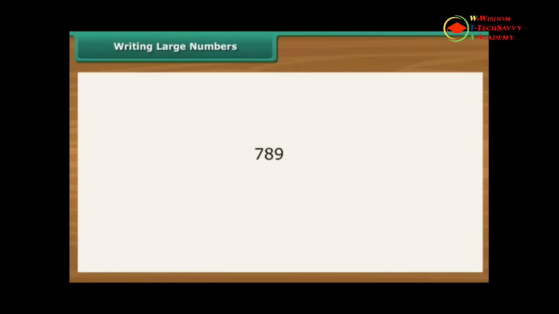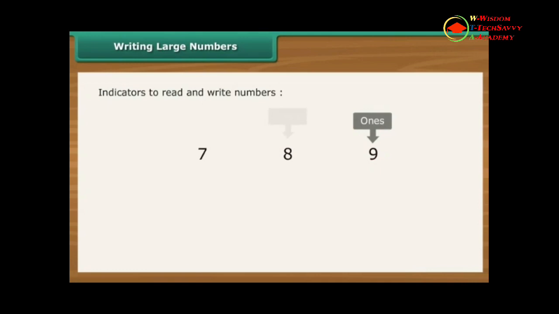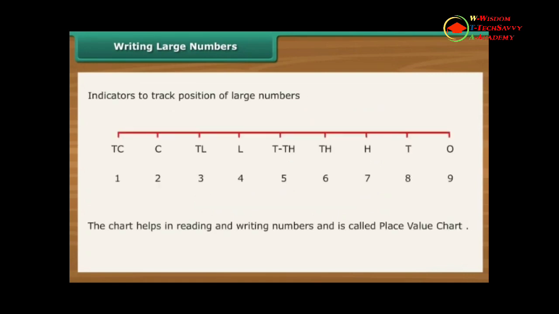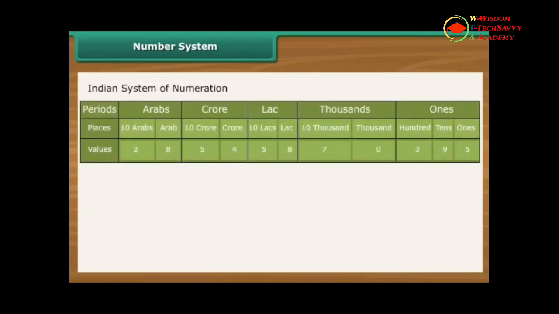Writing large numbers. Sometimes the large numbers are so large that it becomes difficult to keep track of them. Then it helps to use indicators to read and write large numbers. In a decimal number system, the value of a digit depends on its place or position in the number. Each place has a value of 10 times the place to its right. It can be extended to crores. The chart that helps in reading and writing numbers is called a place value chart. Number system. In our Indian system of numeration, we use ones, tens, hundreds, thousands, and then lakhs and crores.